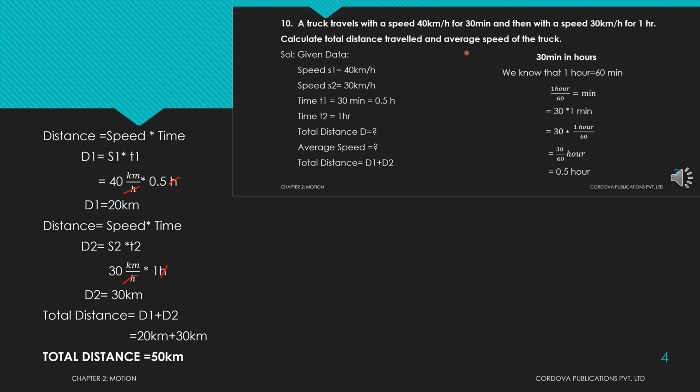Now we need to find the average speed. What is the formula for average speed? Total distance covered by total time taken. What is the total distance? It's 50 kilometer. We got it. And what is the time taken? Here they have given two times, that is two cases. First it traveled for 30 minutes and the other time it traveled for 1 hour. So you can just add it.